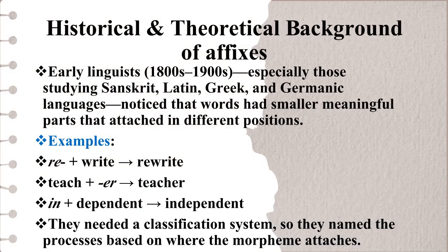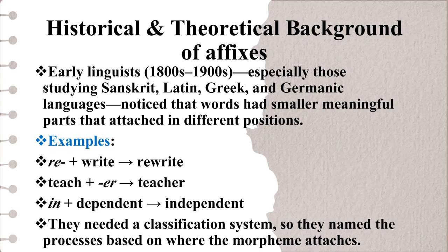The idea of dividing affixes into prefixes, suffixes, and infixes did not appear randomly. It developed gradually as linguists studied languages. Here is the historical and theoretical background. Early linguists during the 1800s to 1900s, especially those studying Sanskrit, Latin, Greek, and Germanic languages, noticed that words had smaller meaningful parts that attached in different positions of words, like the beginning, middle, or end.